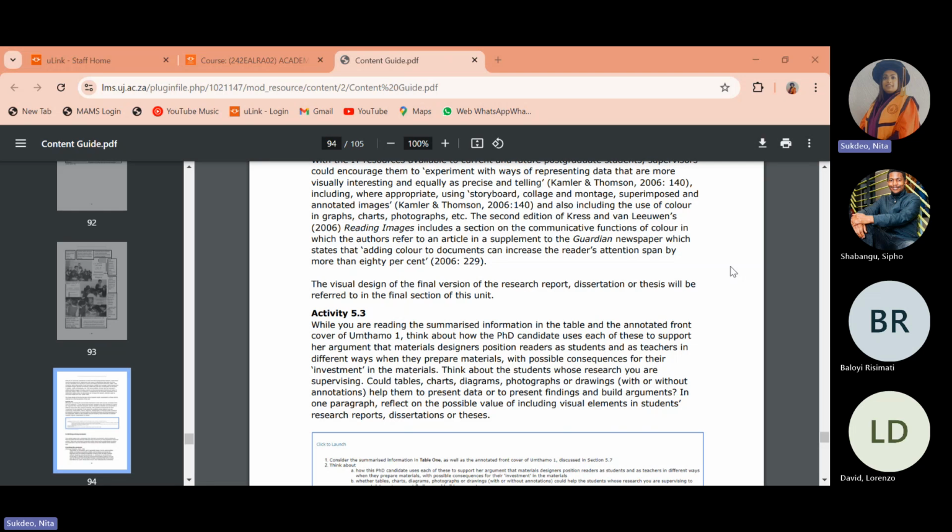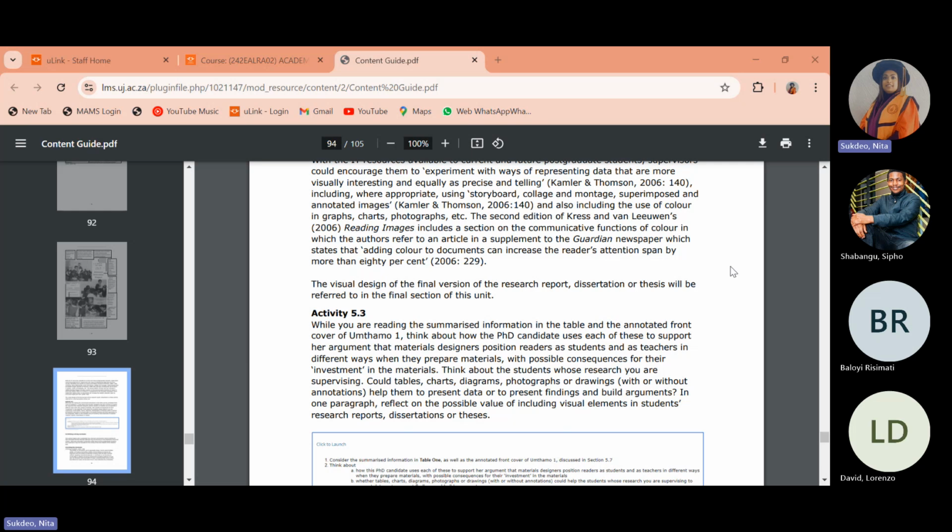Any pictures, diagrams, and images that you want to use, even if it's in your literature review, you need to know why you are using it. Why are you putting it there? Is it adding value to your research? Is it talking to your research? Like I said, you don't just put it there because it looks nice.